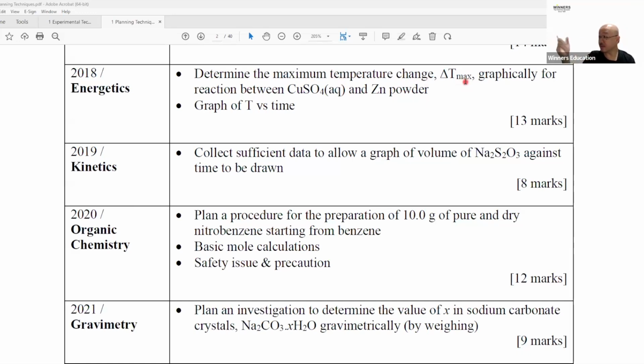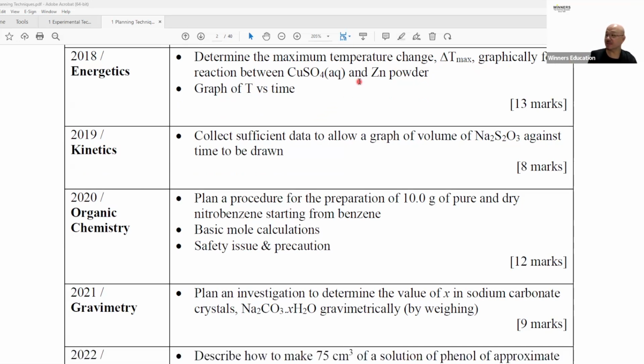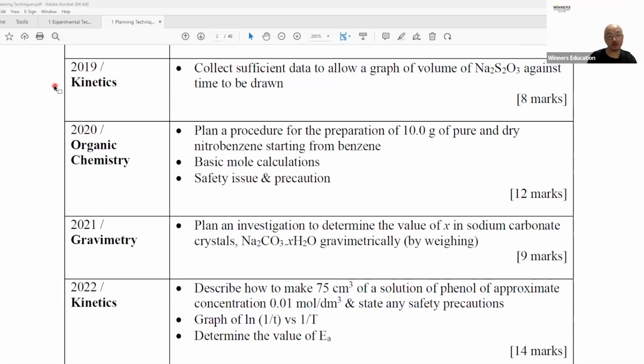So very simple. Draw a table: initial temperature, then the highest temperature. So there's some change in maximum temperature. And plot a graph of T versus time, how it looks like, which you should be able to comprehend. Easier. So it's energetics. 2019, go back to kinetics.